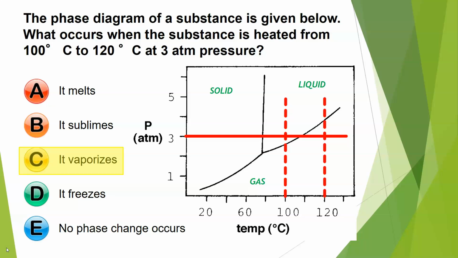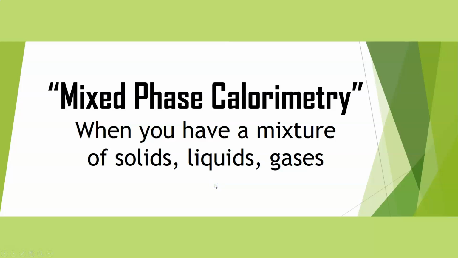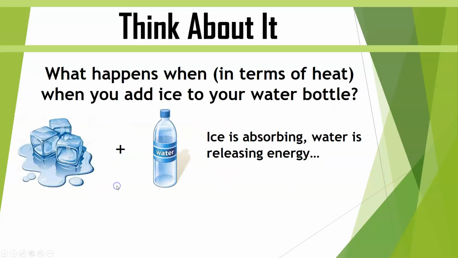All right, next and last is going to be mixed phase calorimetry. These are calorimetry problems where you have a mixture of phases. And the reason that's an issue is that remember that if we're going to undergo a phase change, we can't just use MCΔT. So for a normal calorimetry problem, we say MCΔT equals negative MCΔT. A little bit trickier here because we may not be having MCΔT, right? We may have a combination of things happening.